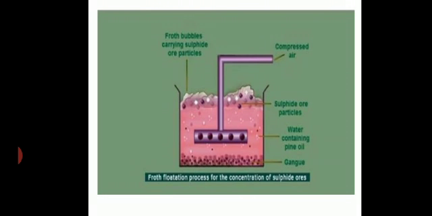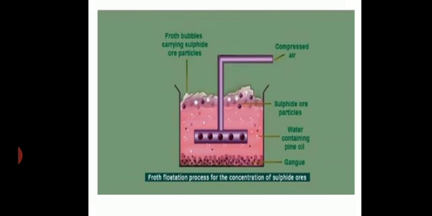Now reagents such as aniline or cresol are added in order to stabilize the froth. Alright, aniline or cresol is added to stabilize the froth. They are known as froth stabilizers. Sodium ethyl xanthate, having the formula CH3CH2OCS2Na, is also sometimes added. It is also known as a collector.